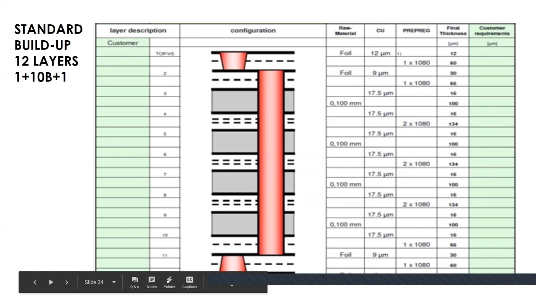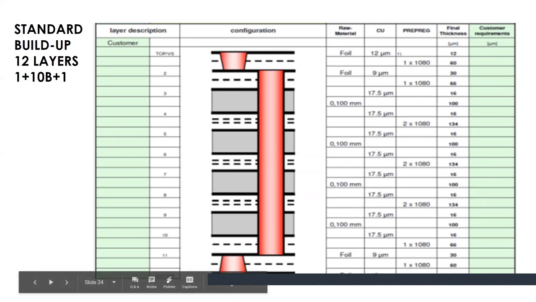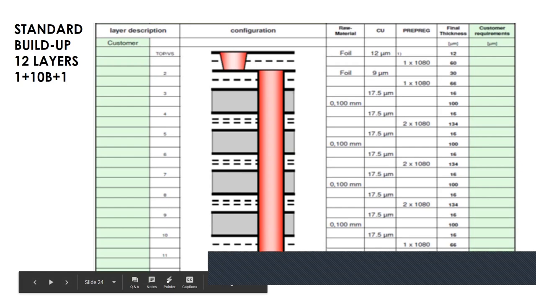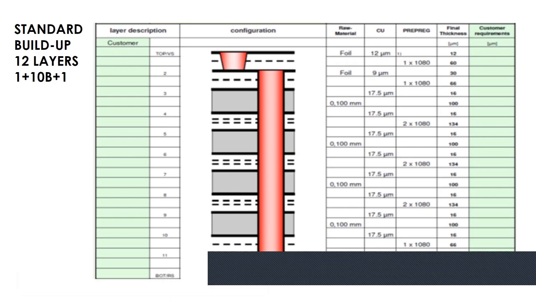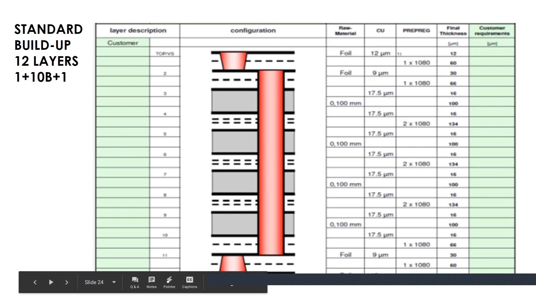It's okay. So this board thickness is around 60 mil. You can calculate that. See, you can add up all this, the pressed thickness, this final thickness as written, in microns. If you add up all that, you will get the total board thickness.